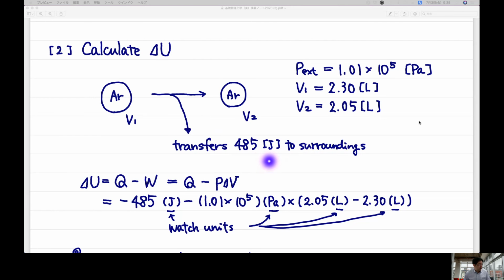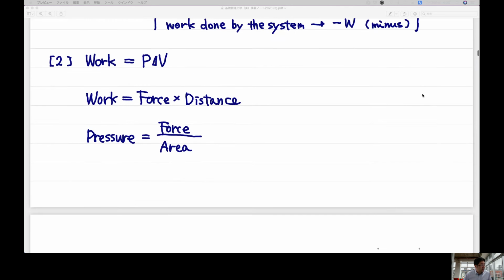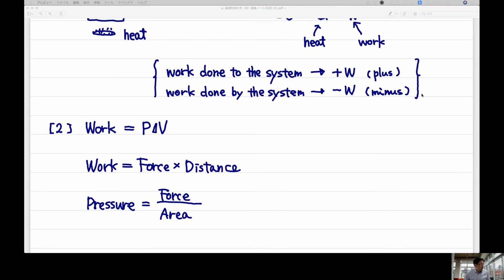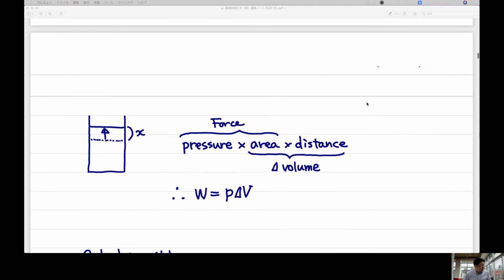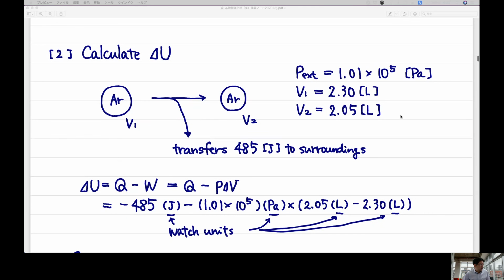This is heat. So do you remember the delta U can be calculated by Q plus W, but in this case, the work is done by the system. Work done to the system is plus, and work done by the system means minus, okay? So here you can see the Q minus W because the work is done by the system.